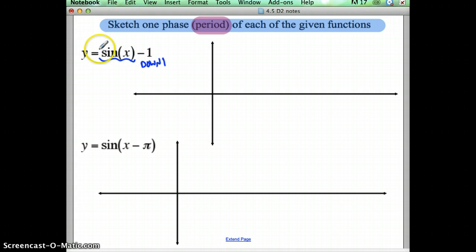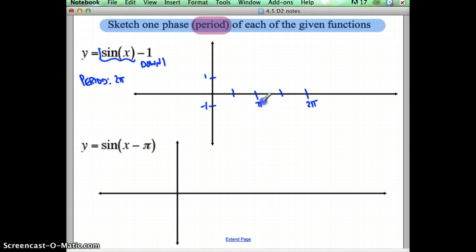Okay, well, what's the amplitude? The amplitude's a 1. And the B value out in front here is just a 1. So the period is 2 pi, because you know how it's 2 pi divided by B? Well, 2 pi divided by 1 is 2 pi. So make your 4 tick marks. The last tick mark is the period.